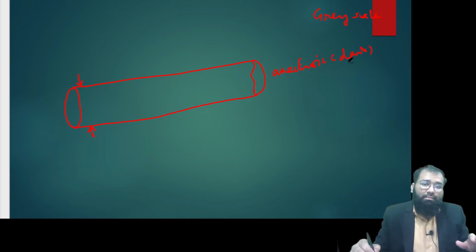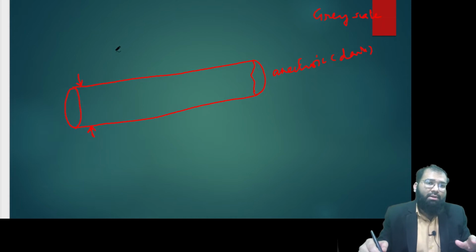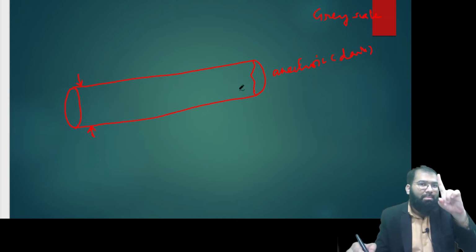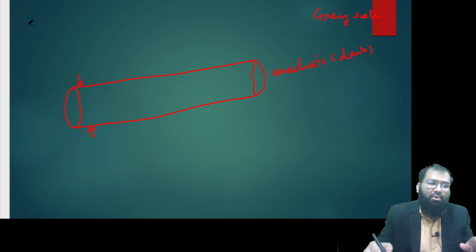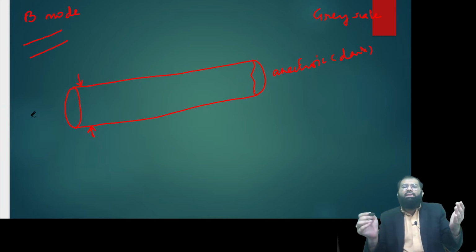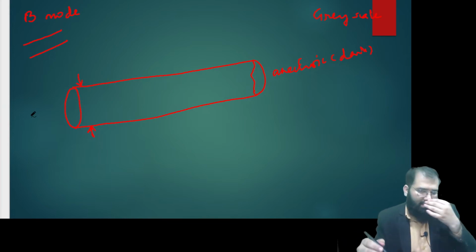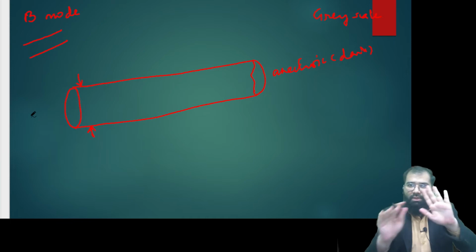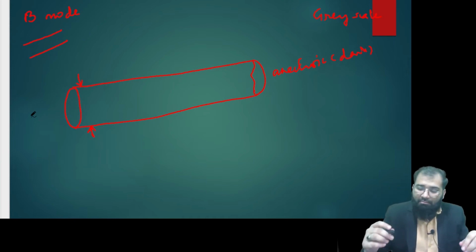Now, the next important thing is this was examining in B mode. So this is called B mode examination. When you examine a vessel in B mode, you just see the wall of the vessel. That's all. Sometimes if there are atherosclerotic changes, you can see that there is atherosclerosis. Okay, that much is understood. Now let us move ahead.